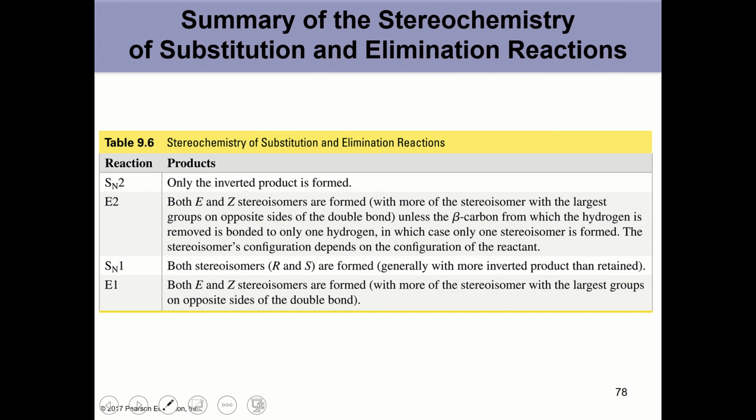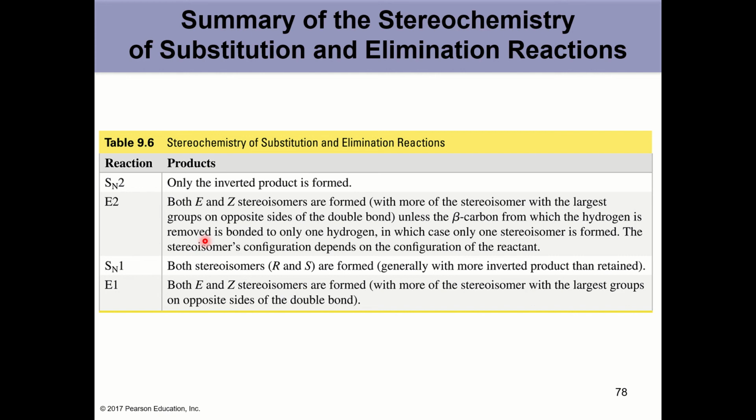Okay, summary of stereochemistry of substitution and elimination reactions. For the SN2, only the inverted product is formed. So if there is a chiral carbon, the enantiomer, R or S, that we have in the reactant will be the opposite configuration in the product. So if it's R in the reactant, it will be S in the product. And if it's S in the reactant, it will be R in the product.